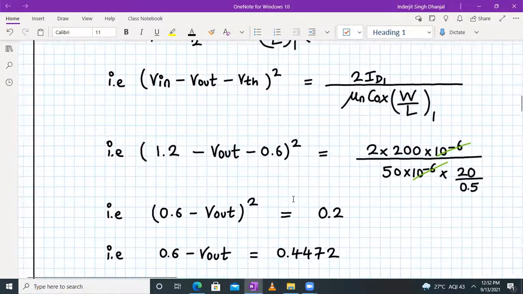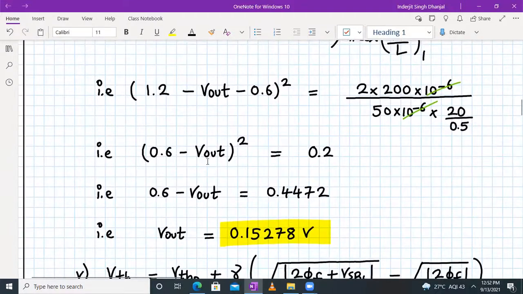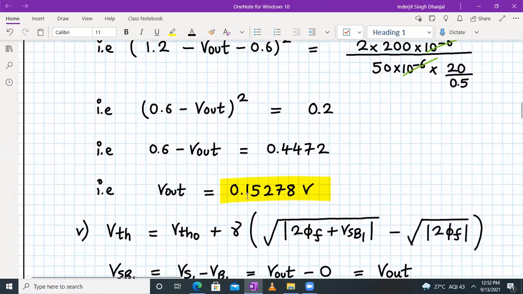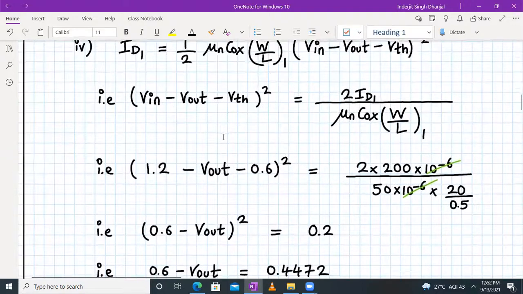So from here, the only unknown value is Vout. You solve it over here. So (0.6 minus Vout) the whole square is equal to 0.2. And from here, we get the value of Vout as 0.15278. But remember, this is ignoring the body effect.